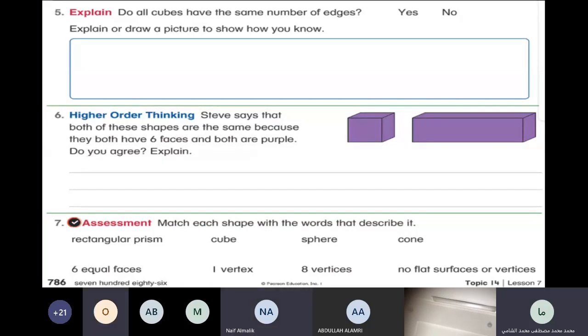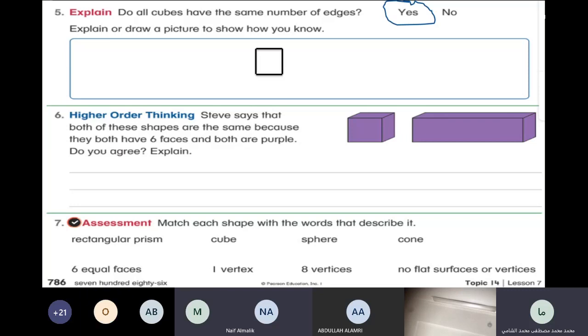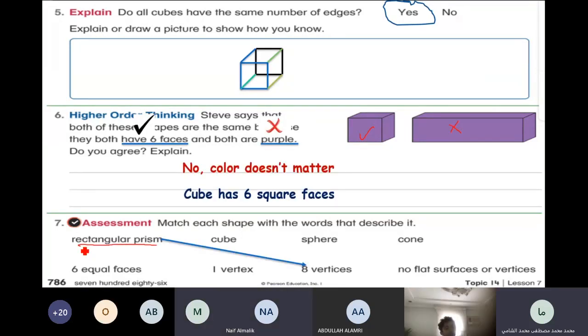All cubes have the same number of edges. All cubes have 12 edges. Let's count how many edges a cube has. Try to draw a cube. Draw a square, and draw another square in the middle and join. Join the vertices, join the corners. And if you count, you will find 12 edges. And 6 equal faces, because the cube has 6 equal faces. So the rectangular prism has 8 vertices and the cube has 6 equal faces.